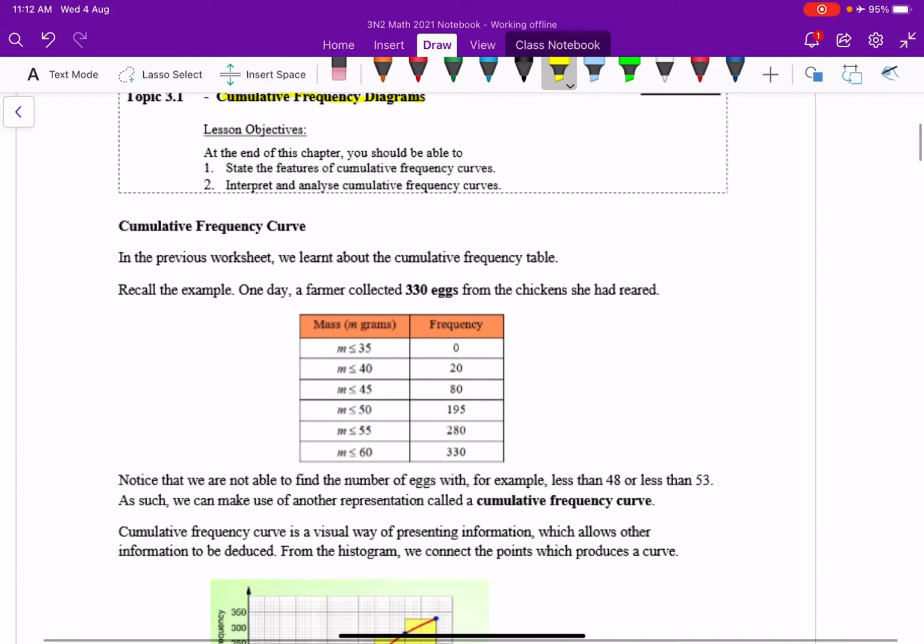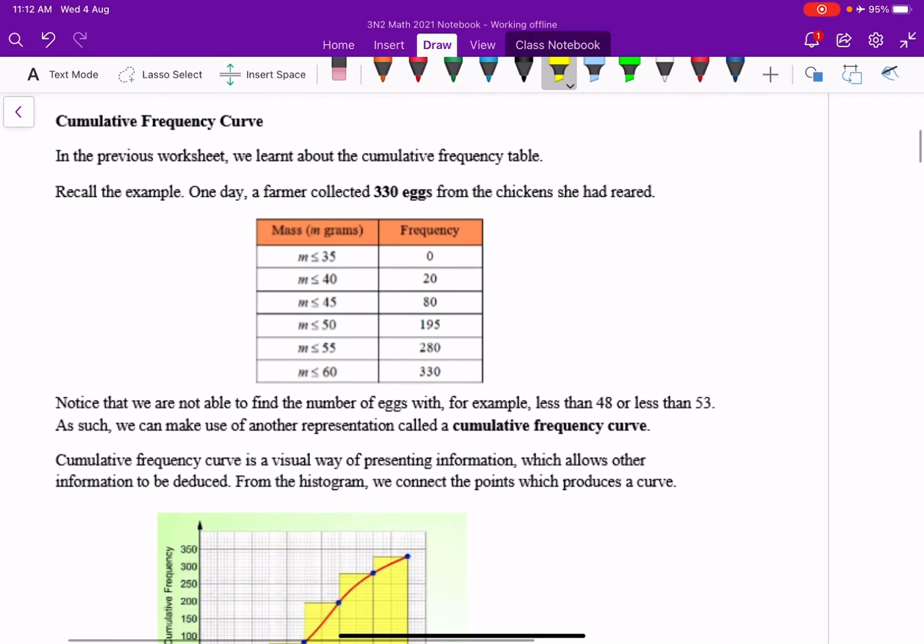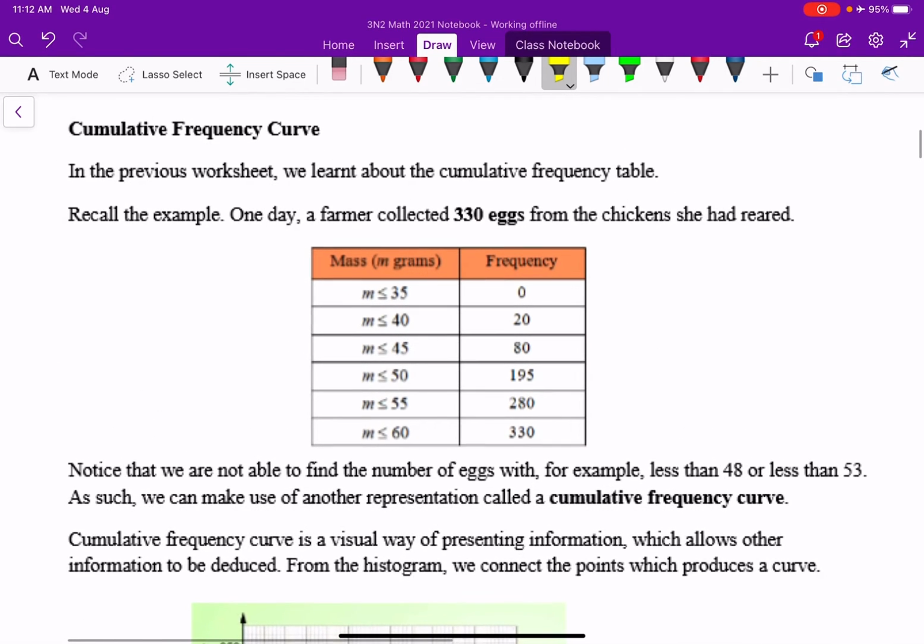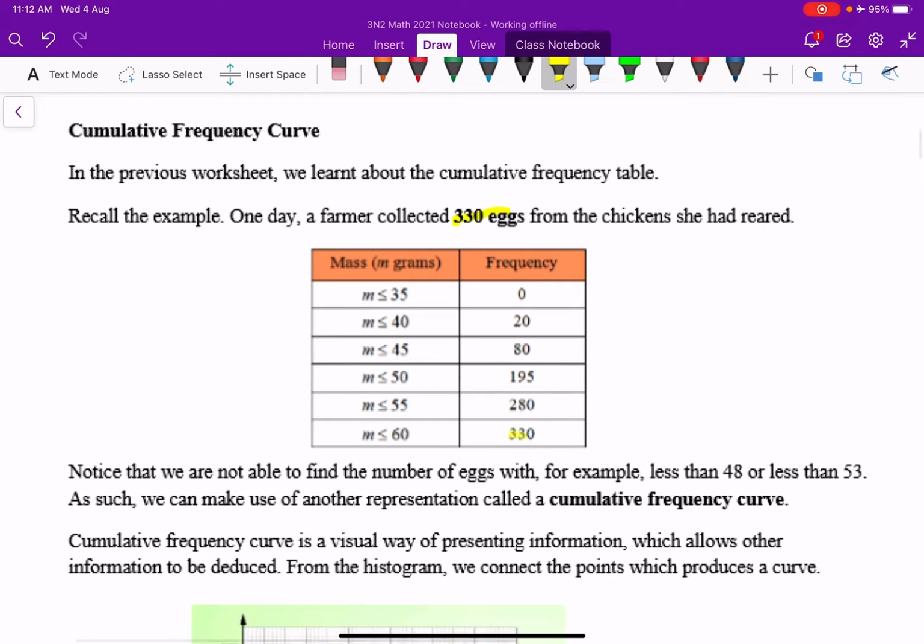For example, in the previous worksheet, we learned about the farmer collecting 330 eggs, and the last column must match the total number. You just keep on adding until you get 330. This is what we call the cumulative frequency table.